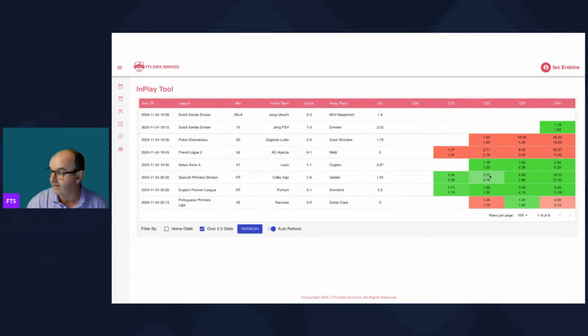And obviously, if Lazio don't score, as the minutes tick by, it may well turn red. That doesn't mean you haven't got value. You've got value when you put your bet on. Obviously, at some stage, it can't stay green forever. If it stays 1-1, it will eventually go red the later the game goes. But we'll just let it run through.